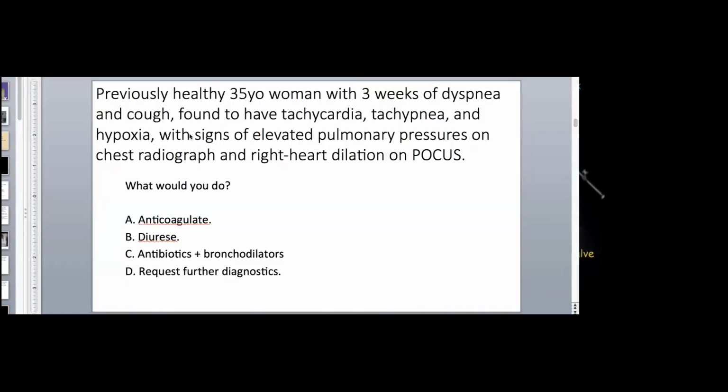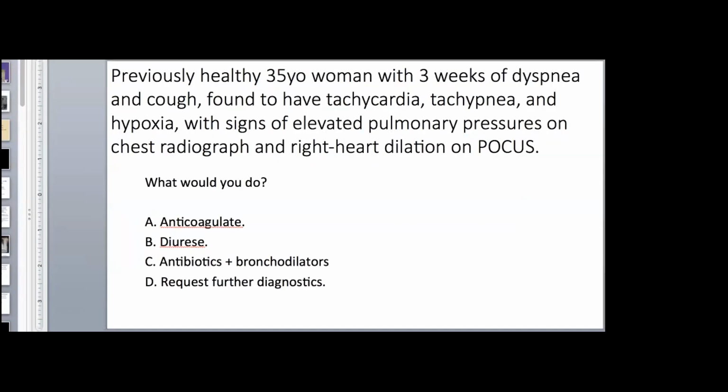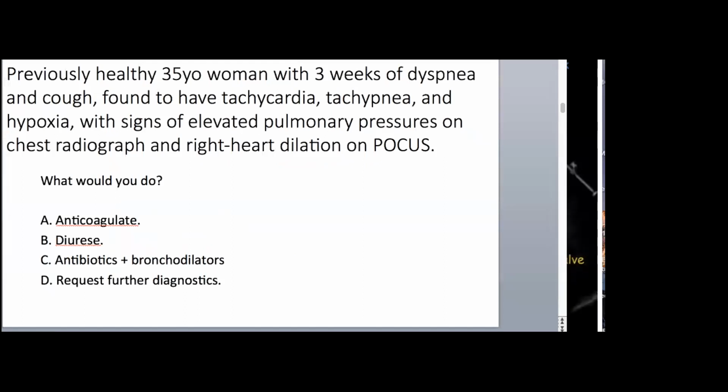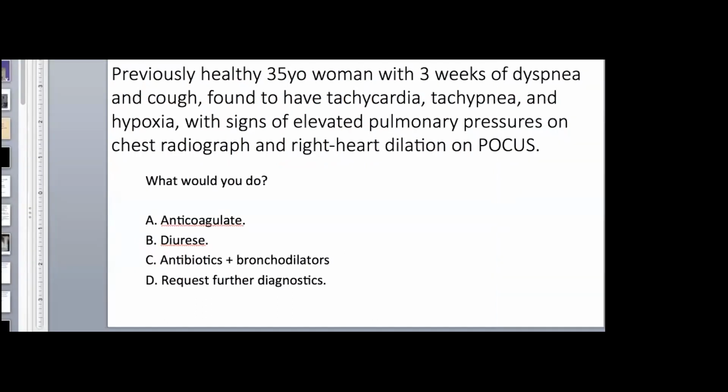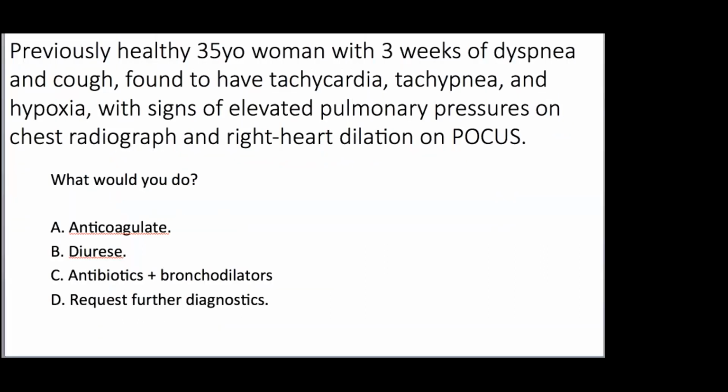So with the information we have now, which is signs of elevated pulmonary pressures on chest radiograph and right heart dilation on bedside cardiac ultrasound in this woman who had pretty sudden onset shortness of breath 3 weeks ago, without a lot of infectious symptoms, without a lot of symptoms of heart failure, what would you do at this point if you couldn't get additional diagnostics for at least several days?